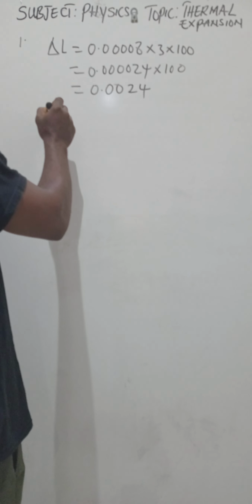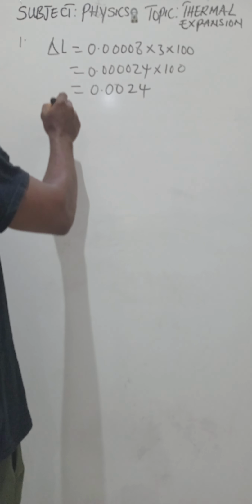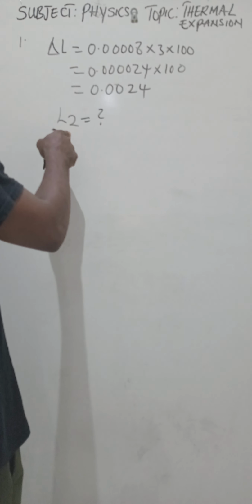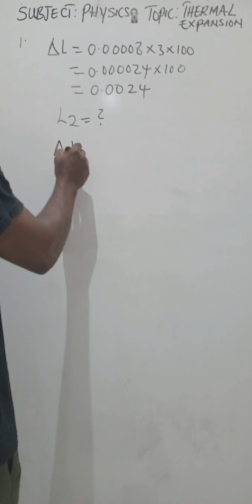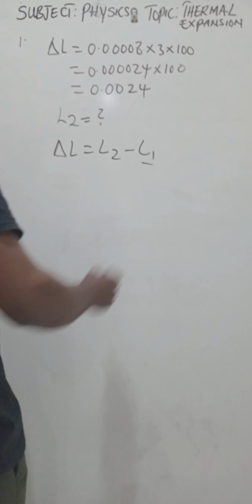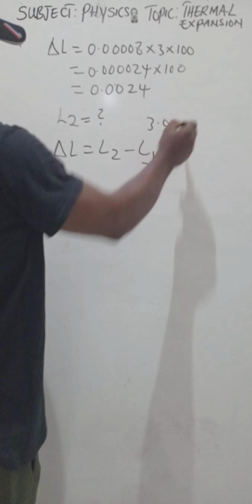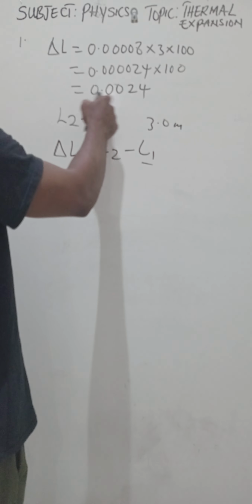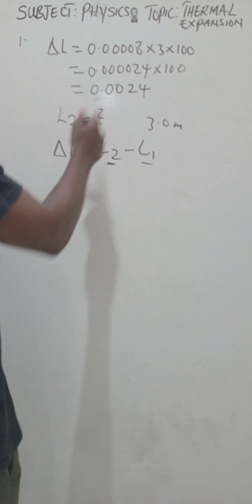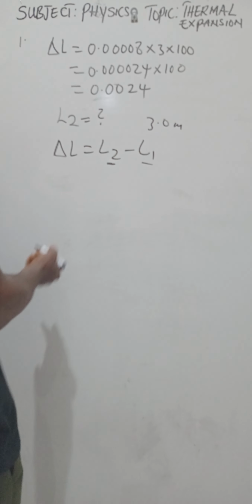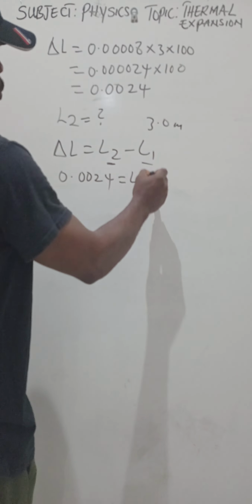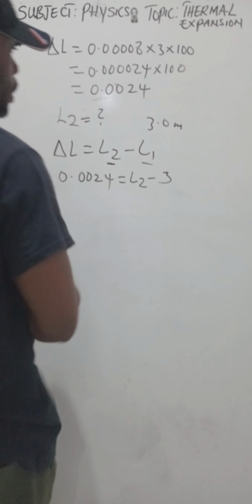And the formula for that is, we said L2 is unknown, so we don't know the final length, right? But the formula for increase in length is equal to L2 minus L1. So we have L1, which is 3.0 meters, L2 is unknown, and the change in length is equal to this value here. So if we substitute values into this equation, this becomes 0.0024 is equal to L2 minus L1, which is 3.